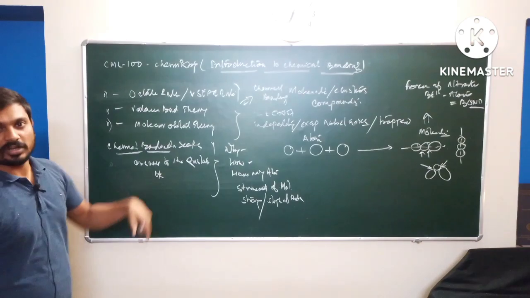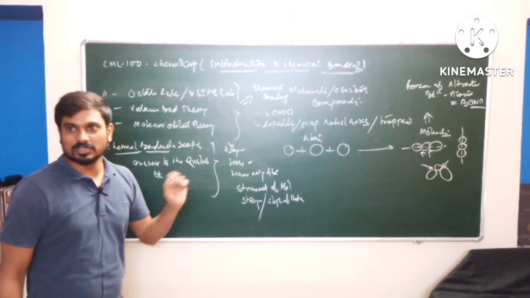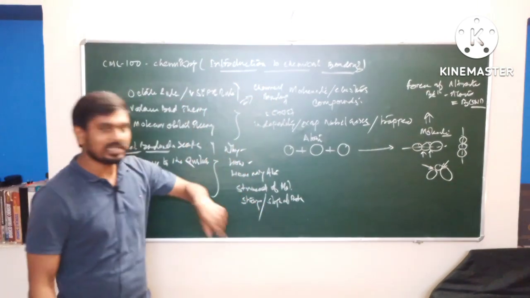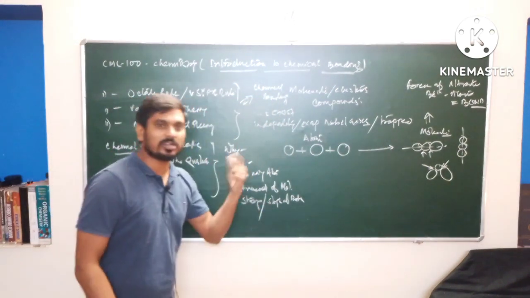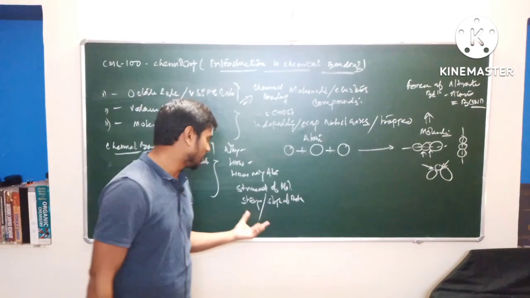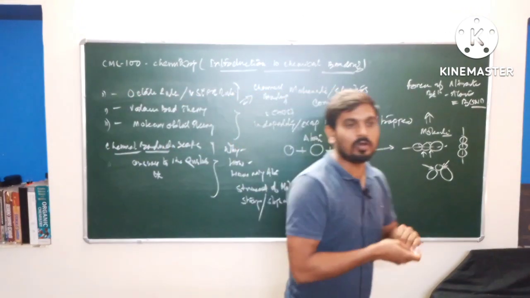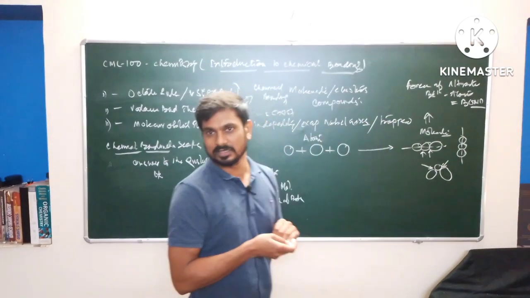So chemical bonding overall has to answer all these questions: why atoms combine, how atoms combine, how many atoms can combine, and if they combine, what is the structure of the molecule, and what is the force of combination. All these questions have to be answered by a theory.